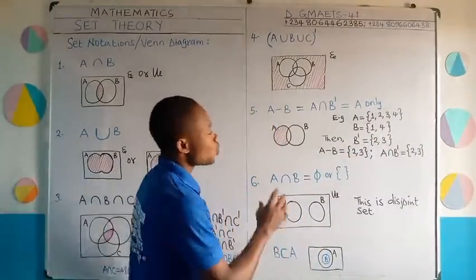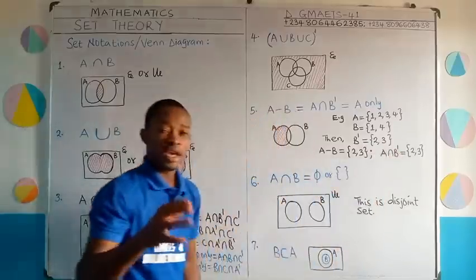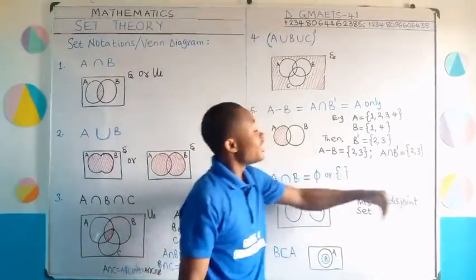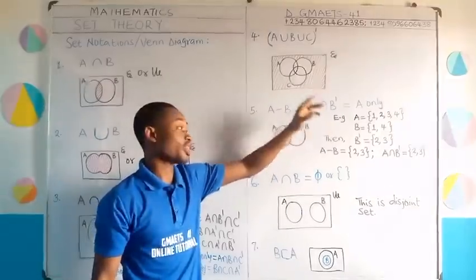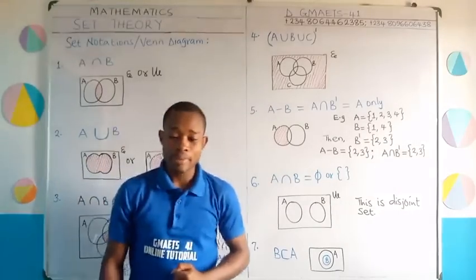Now, that being the case, what if I say, okay, let us find A intersection B complement? A intersection B complement. That's going to give us 2 and 3 as well. And that is why, in this case, I wrote that A minus B is equal to A intersection B complement, okay? Alright, let us look at number 6.